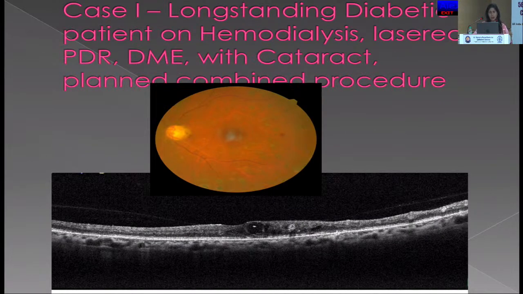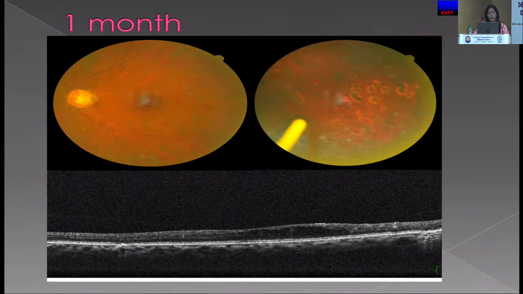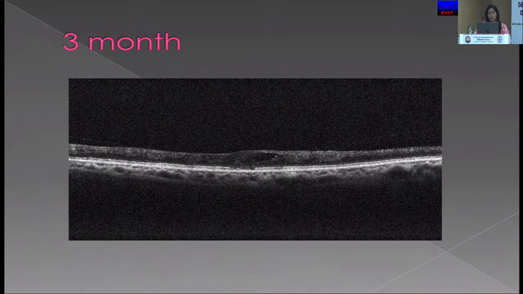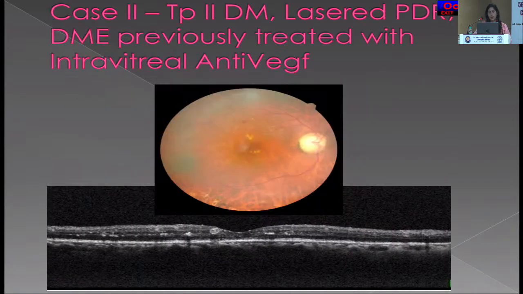So I would just like to show you a few cases where we did combined procedures. So this was the preoperative patient, this kind of macular edema. So we implanted Ozurdex as well as combined this case with cataract surgery. 3-month post-operative, the patient was pretty satisfied because the cataract was also gone and the edema started resolving.